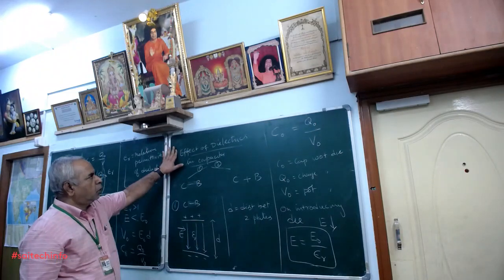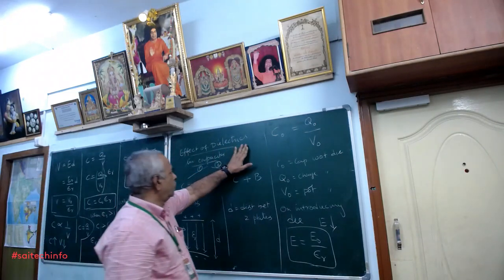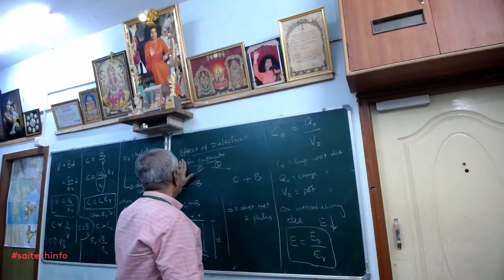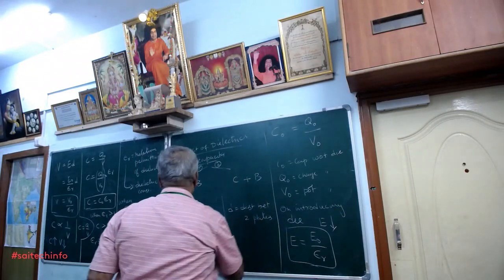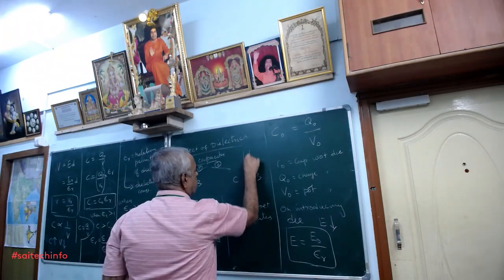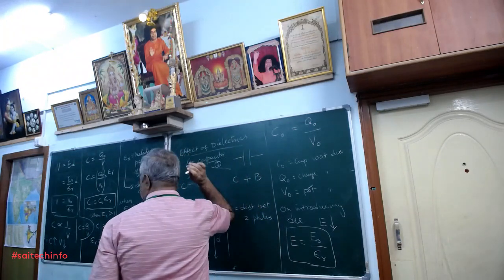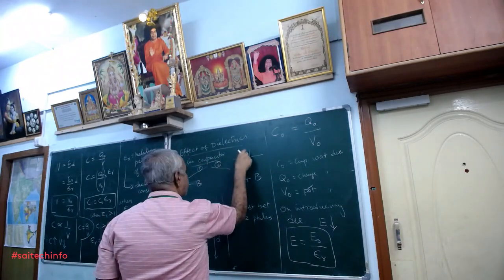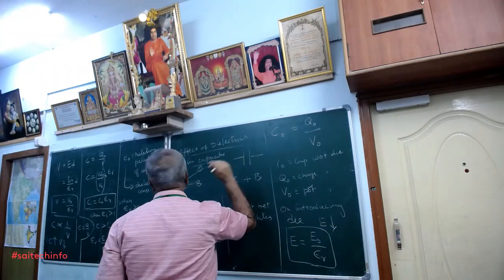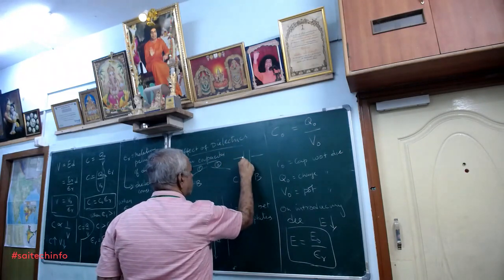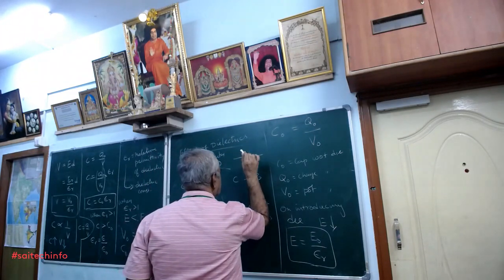Let me explain about the effect of dielectrics in a capacitor. Let me consider a capacitor like this. A capacitor is nothing but parallel plates. There are two plates and they are charged. Here, this is the capacitor.